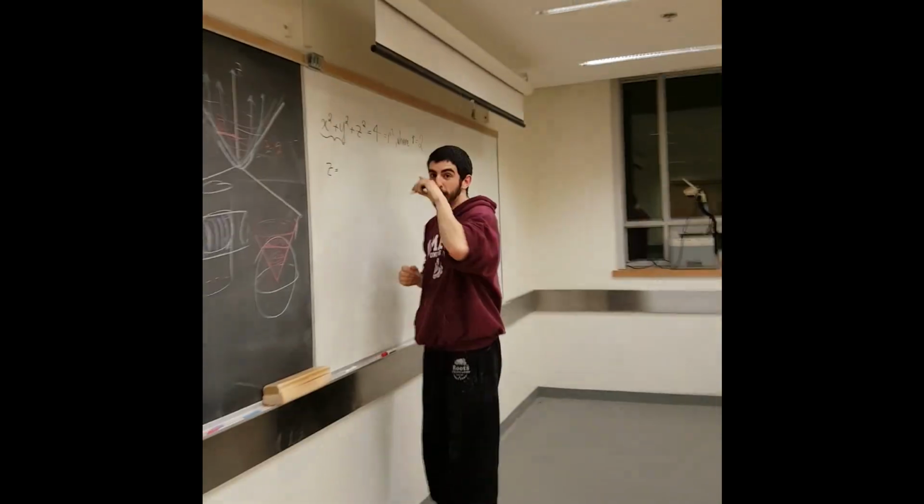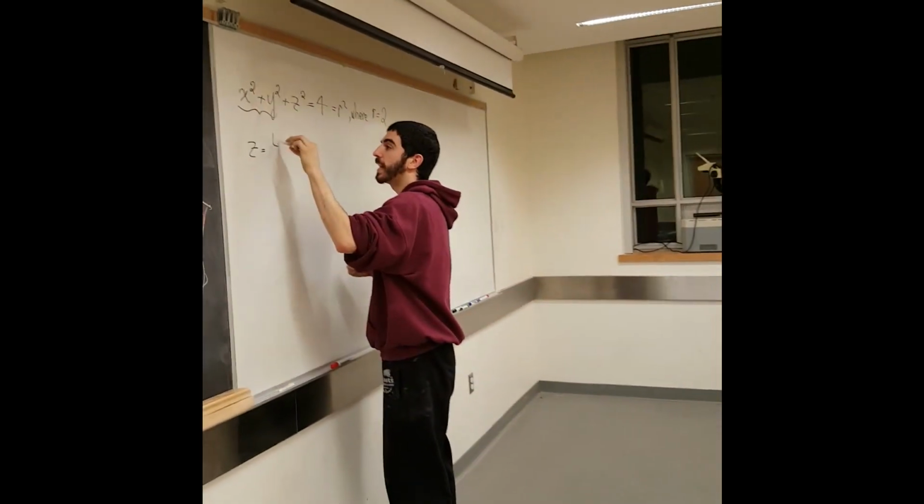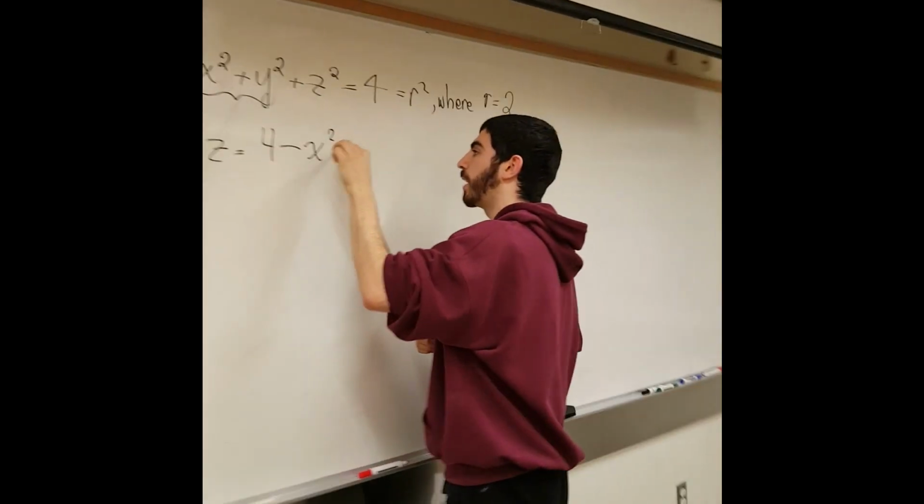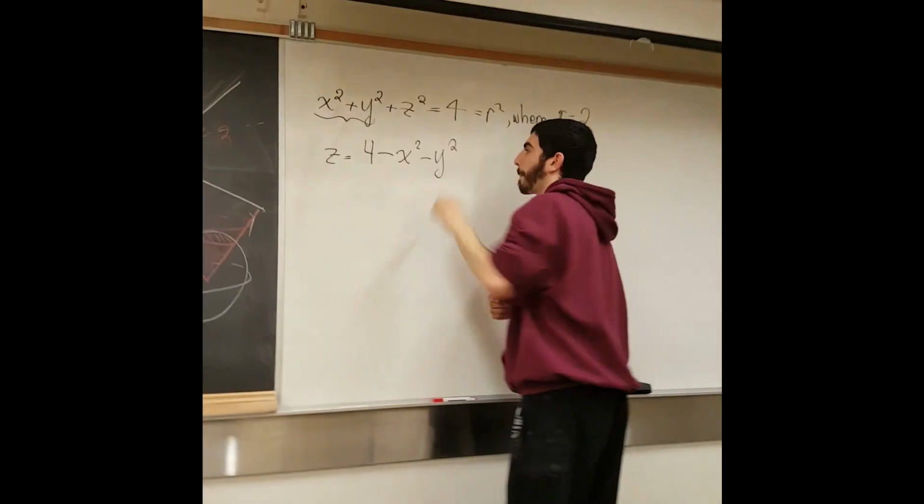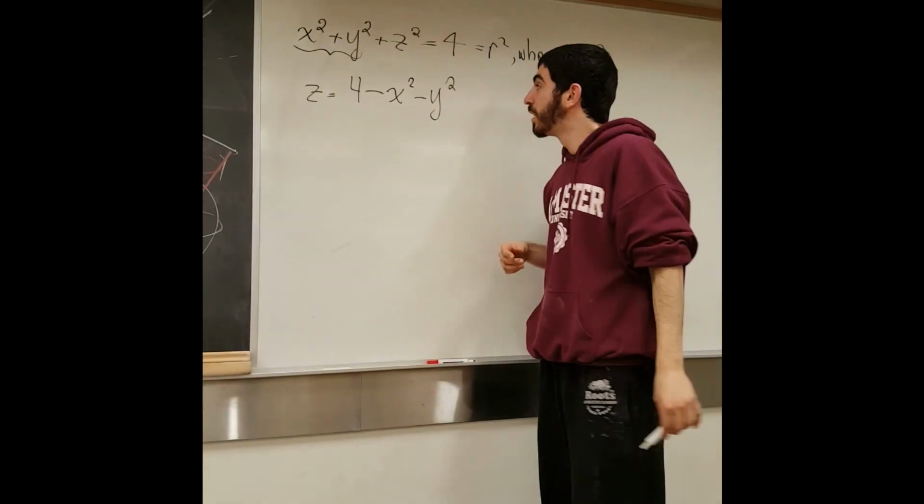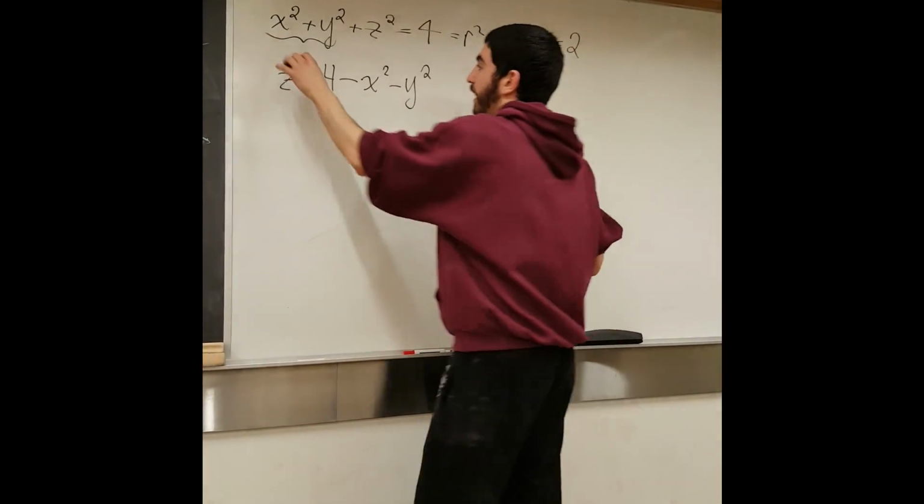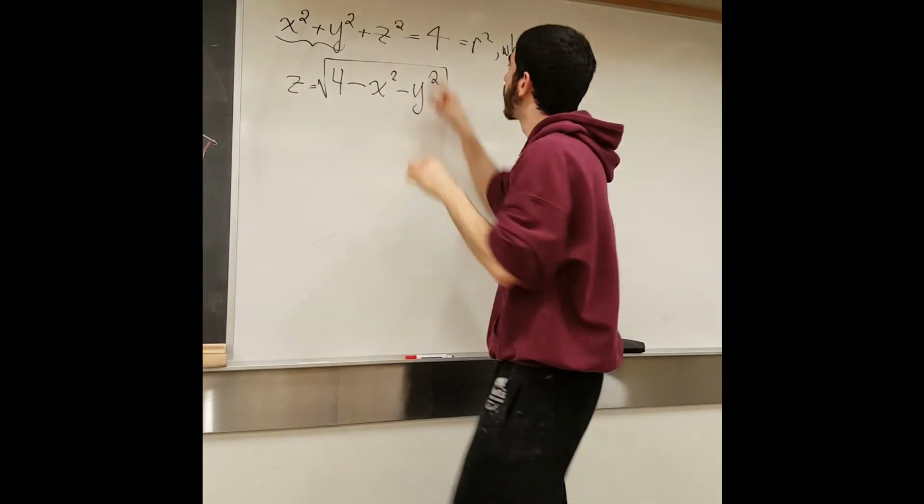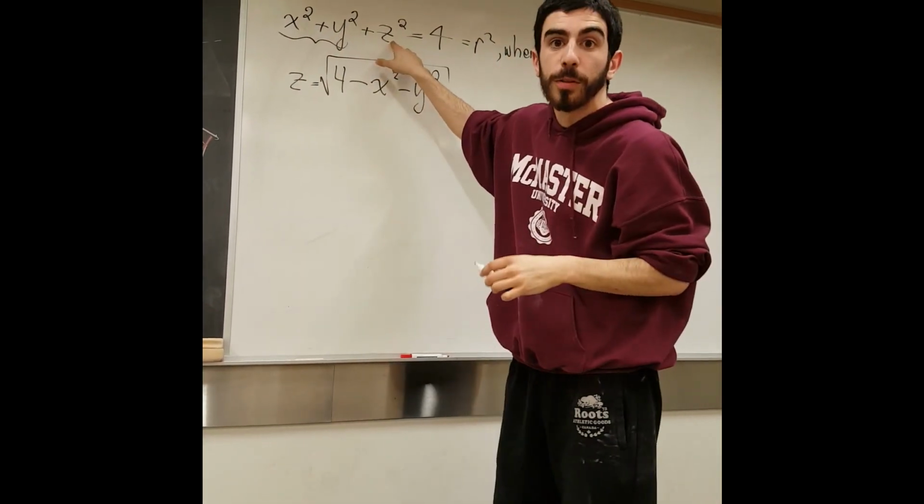Okay, we're solving for z. Z is equal to 4 minus x squared minus y squared. Z is equal to the square root of that, right? So I have the square root of 4 minus x squared minus y squared, right?